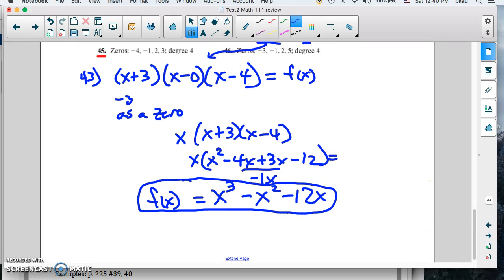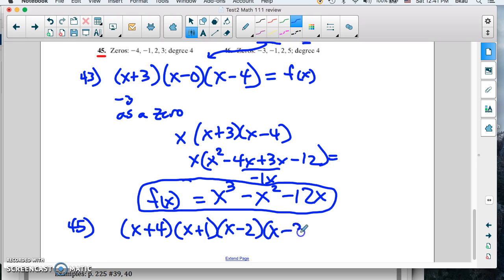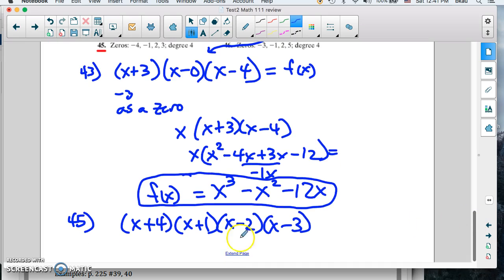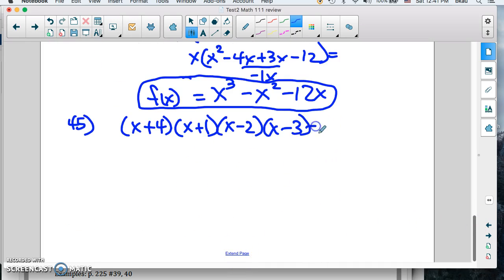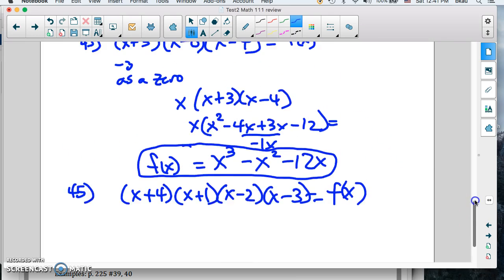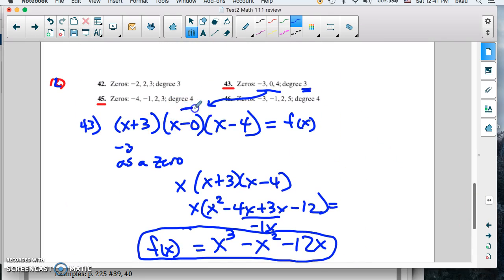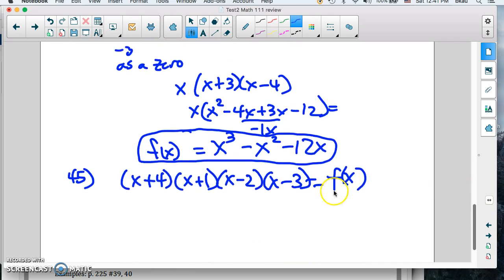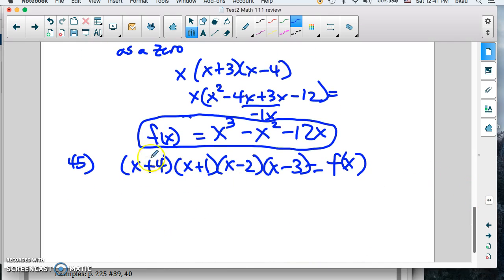44 or 45, you would use the zeros of -4, so that would be x plus 4, x plus 1 for the 0 of -1, the 0 of 2 would be x minus 2, and then x minus 3. So we would need to multiply this out to get our polynomial function for 45. And this would have a degree of 4, so we're good here, degree of 4. There are 4 x's multiplied together, we're going to get a degree of 4.